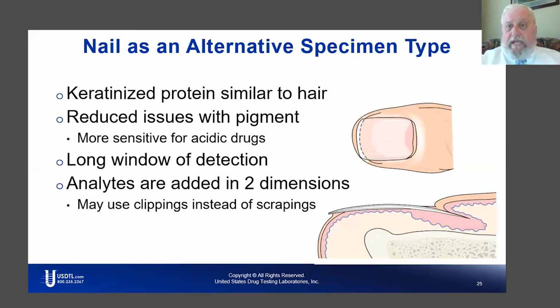Fingernail is an additional alternative specimen to urine, and it's got a whole laundry list of advantages and disadvantages. We went through a few of them here today.